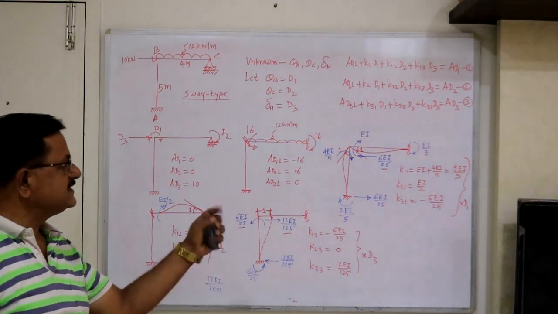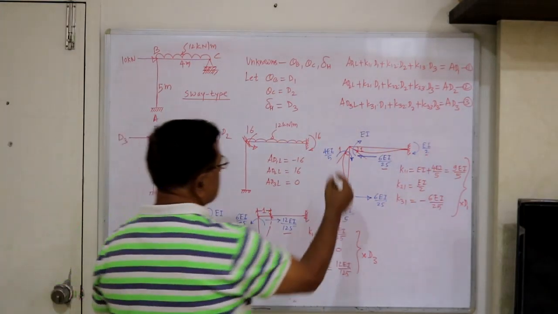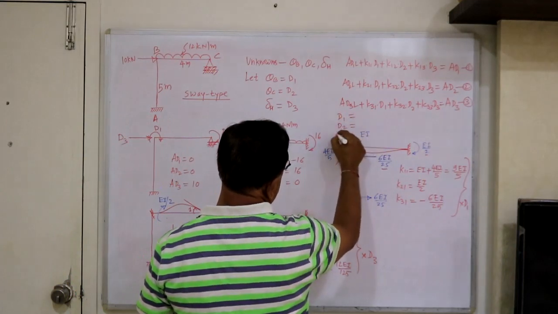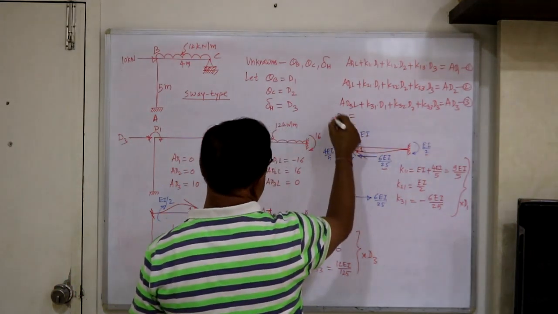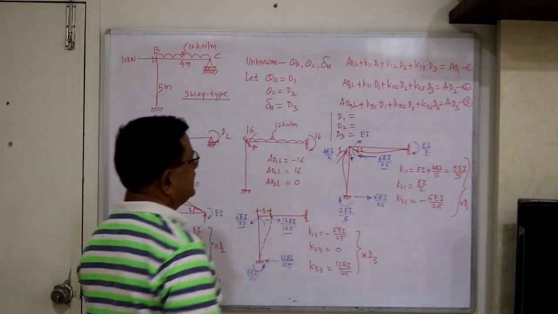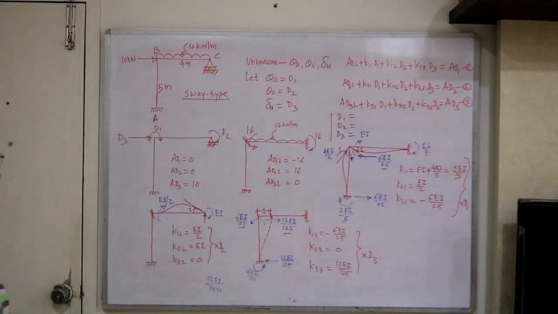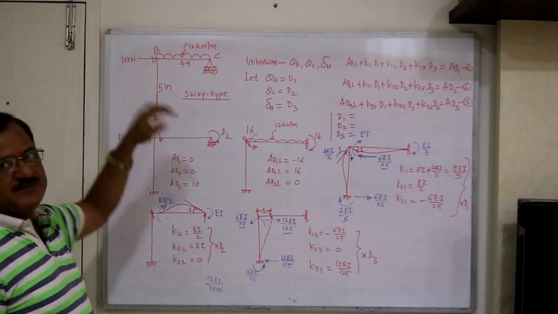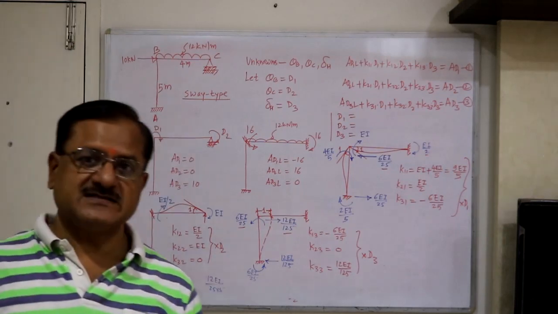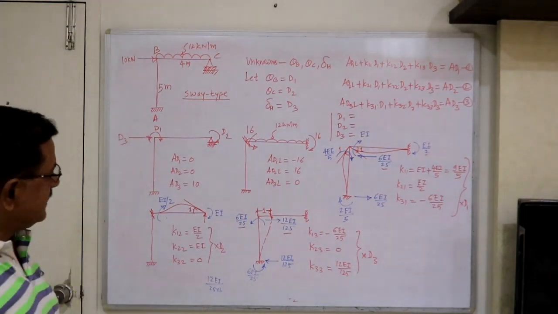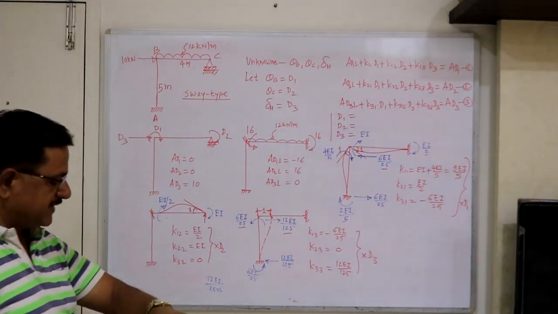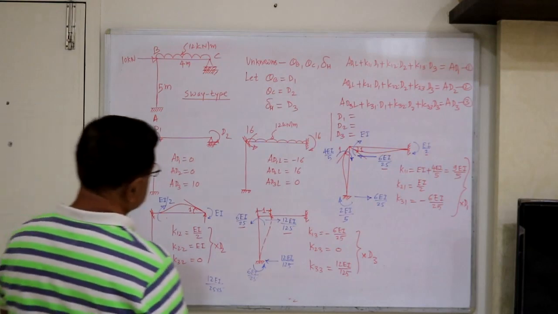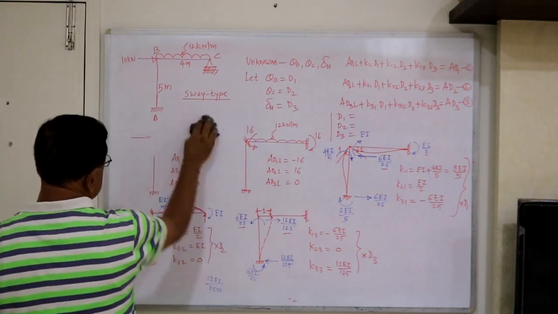Solve these three simultaneous equations. What you will get? D1, D2 and D3. The unknowns you will get are theta B, theta C and delta. And then by using slope deflection equations, you can find out MAB, MBA, MBC just like the previous problem. And then you construct the bending moment diagram. So you complete this problem up to the BMD.